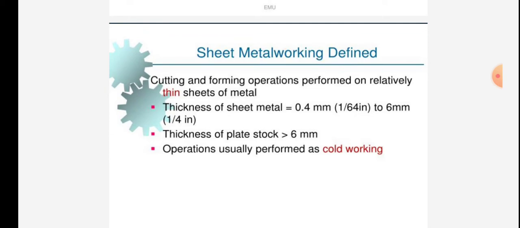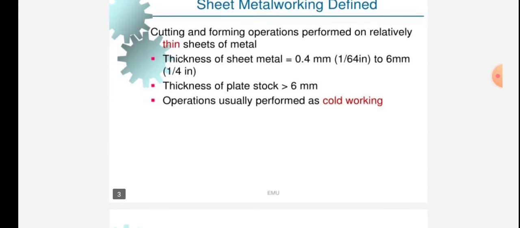Sheet metal working is defined as cutting and forming operations performed on relatively thin sheet of metal. Thickness of sheet metal is 0.4 mm (1/64 inch) to 6 mm (1/4 inch). Thickness of plate stock is above 6 mm. Operations are usually performed as cold working.